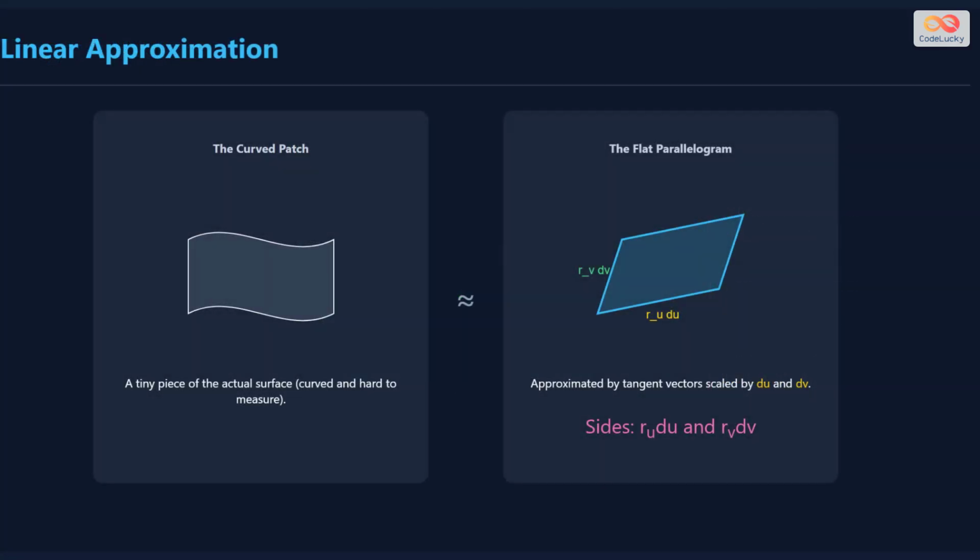Here is the trick. If we zoom in very close to a tiny patch of the surface, it looks almost flat. We can approximate this curved patch with a flat parallelogram defined by our tangent vectors. The sides of this parallelogram are r sub u times a small change in u, and r sub v times a small change in v.